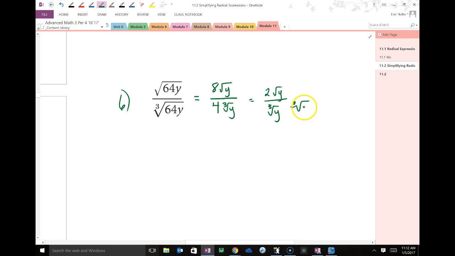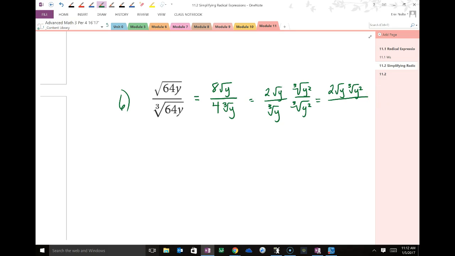Okay, so I'm going to multiply the top and bottom by the cube root of y squared, which essentially is just the value of 1, right? It's a very fancy looking one. So what do I have left on the top here? 2 square roots of y times the cube root of y squared. Now what's left on the bottom?